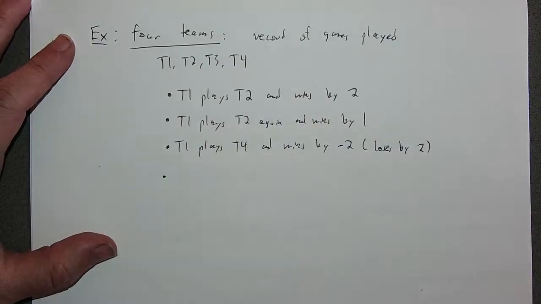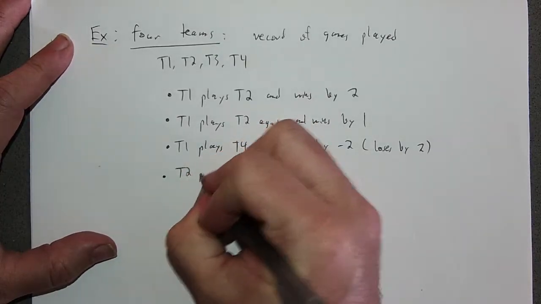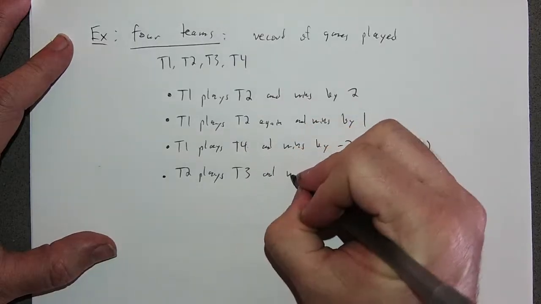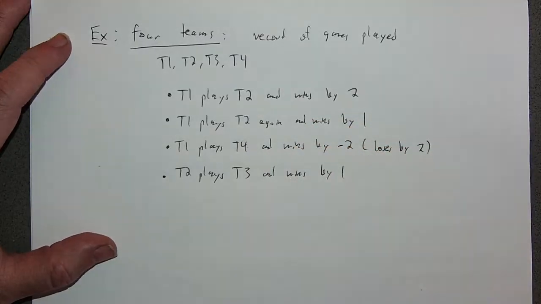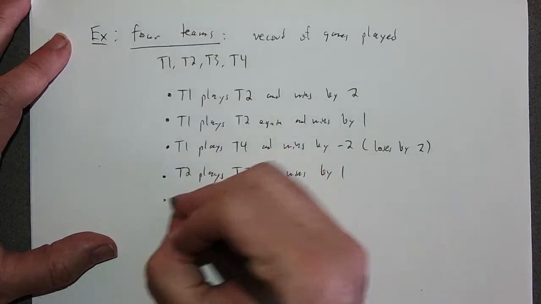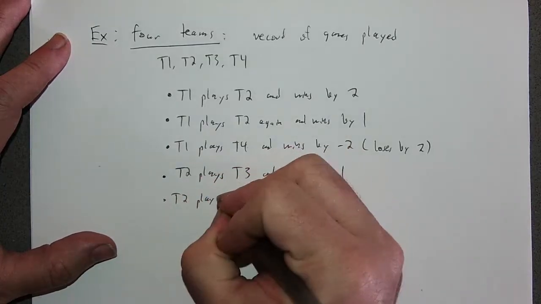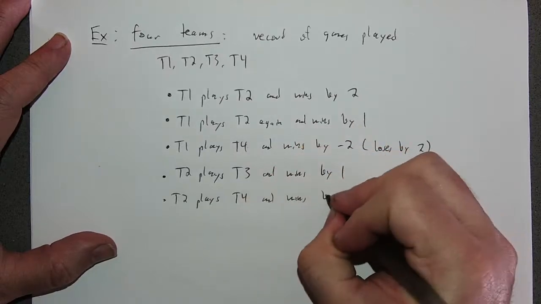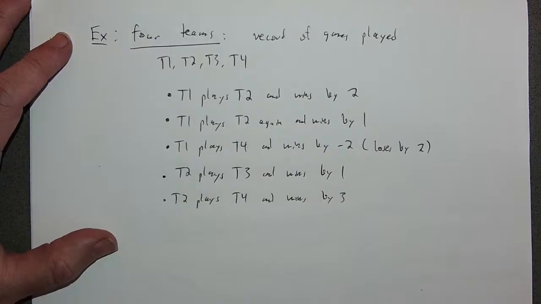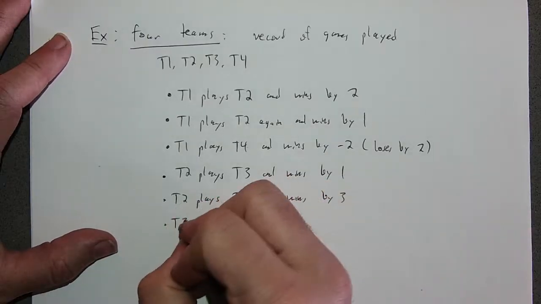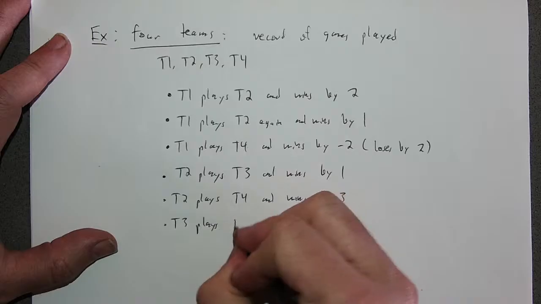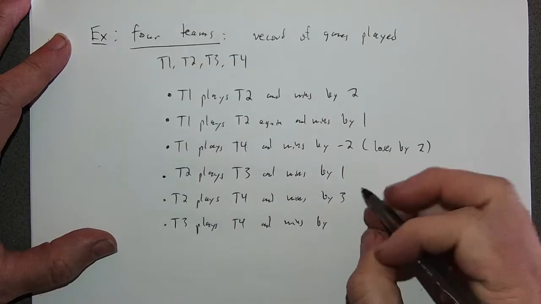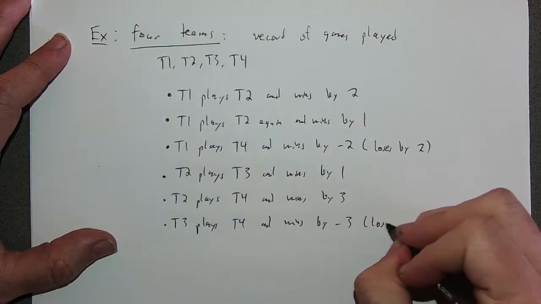And then team 2 plays team 3 and wins by 1. Team 2 plays team 4 and wins by 3. And then team 3 plays team 4 and wins by -3. That is, loses by 3.